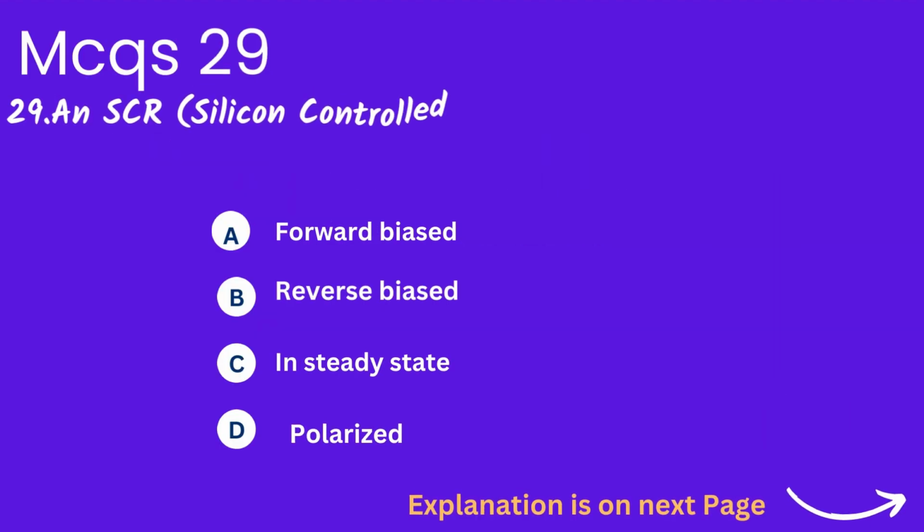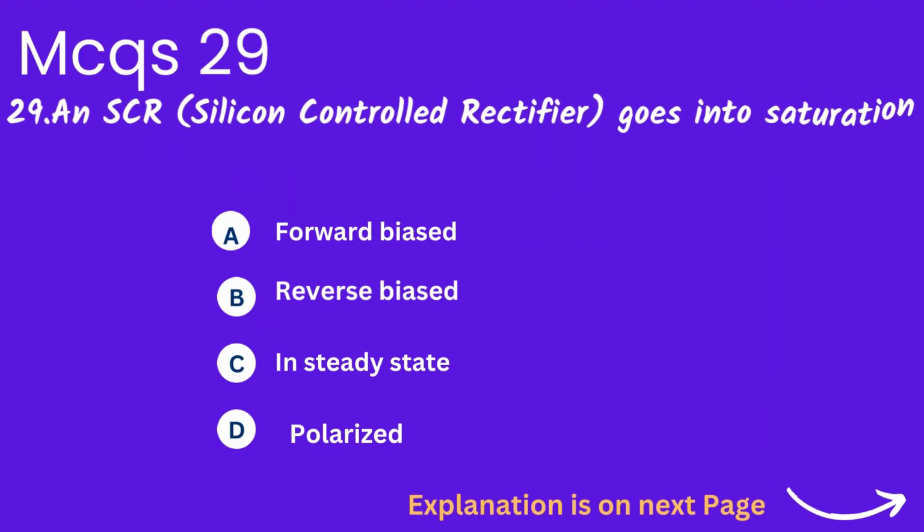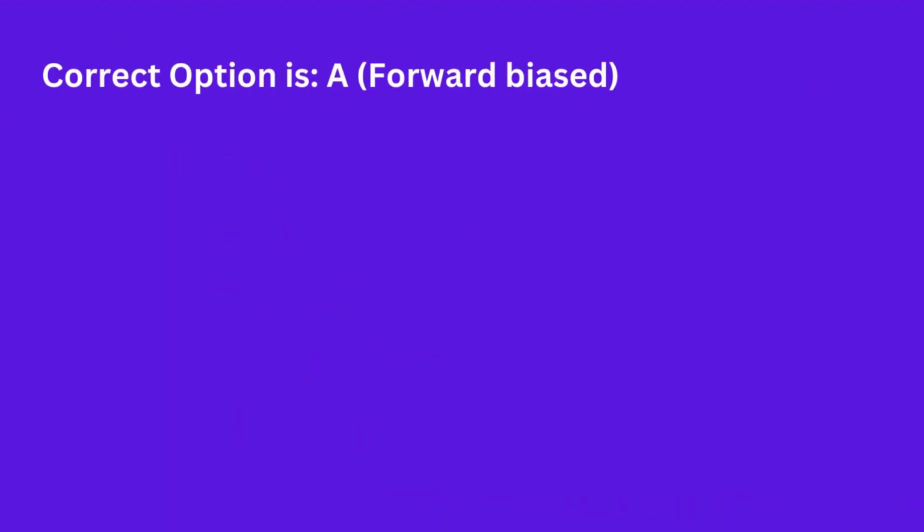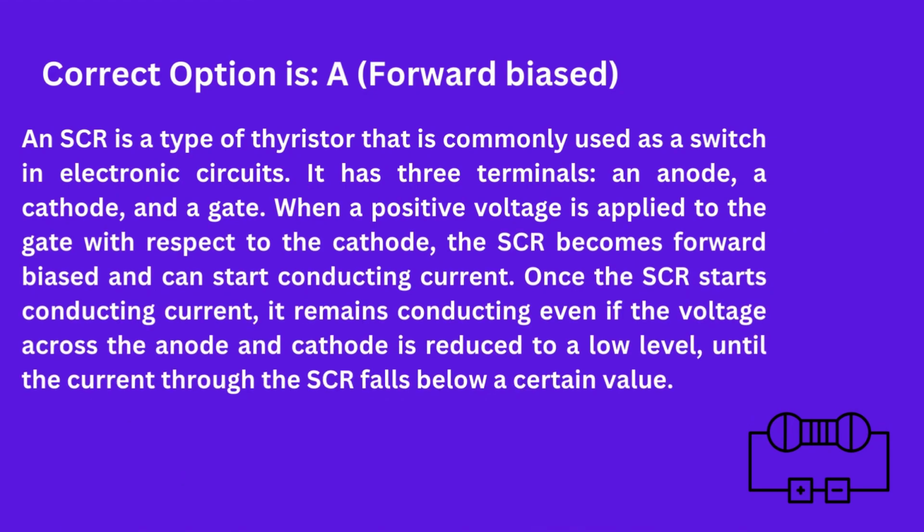Our next MCQ is: when an SCR, silicon controlled rectifier, goes into saturation, the gate cathode junction is option A forward bias, option B reverse bias, option C in steady state, option D polarized. So the correct option is forward bias, because an SCR is a type of thyristor that is commonly used as a switch in electronic circuits.